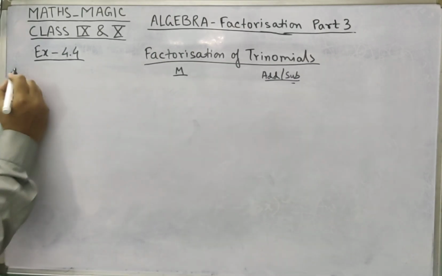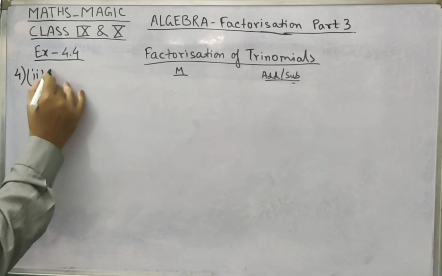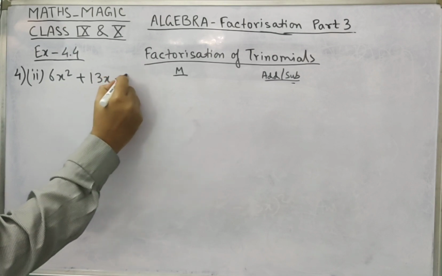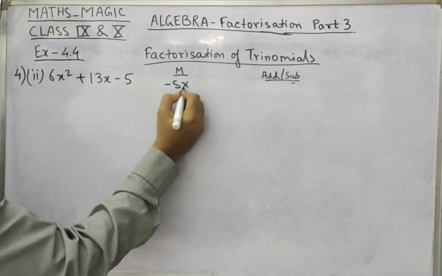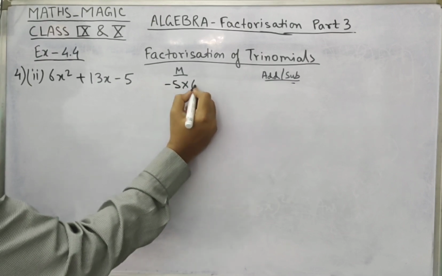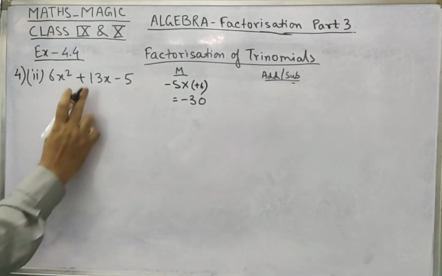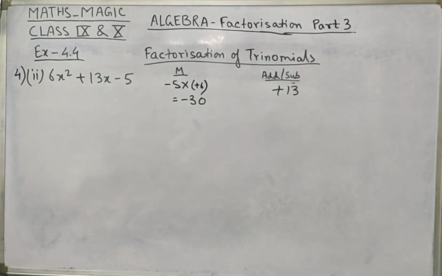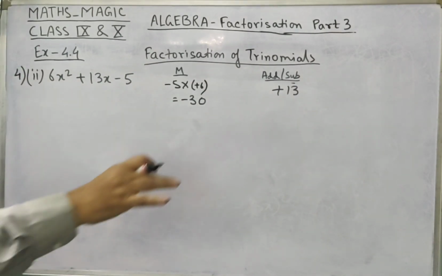Sum number 4 part 2. 6x squared plus 13x minus 5. Now this minus 5 into 6, minus 5 into plus 6. So minus plus minus, you get minus 30. And this is plus 13x. So now the same way you have to multiply with such numbers that you get minus 30, and with add and subtract you will get plus 13.